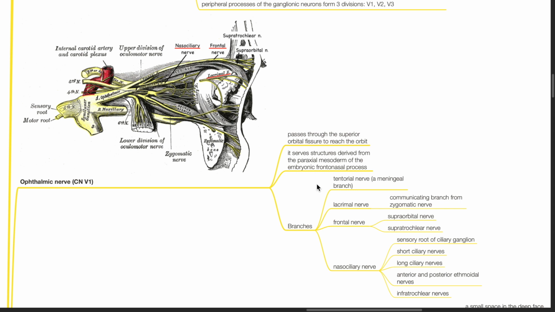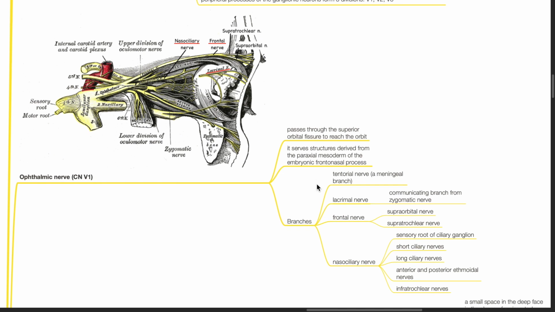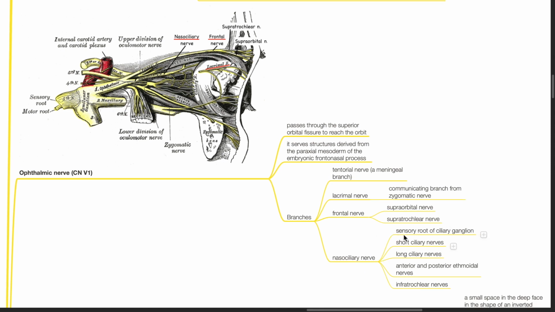Branches of the ophthalmic nerve include the tentorial nerve, which is a meningeal branch; the lacrimal nerve, which further branches into the communicating branch to the zygomatic nerve; the frontal nerve, which further branches into the supraorbital and supratrochlear nerves; and the nasociliary nerve, which further branches into the sensory root of the ciliary ganglion, short ciliary nerves, long ciliary nerves, anterior and posterior ethmoidal nerves, and infratrochlear nerves.